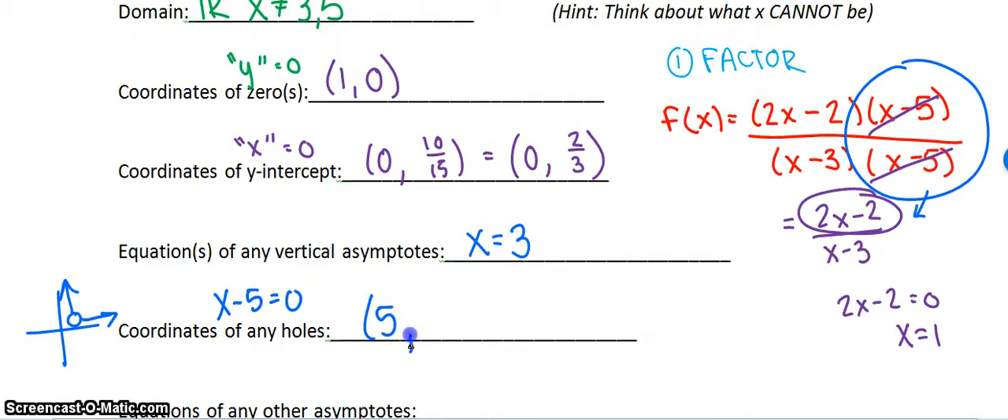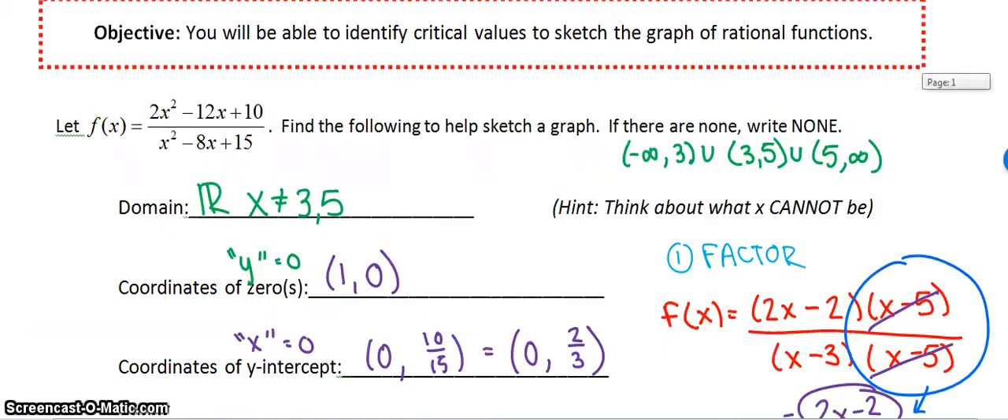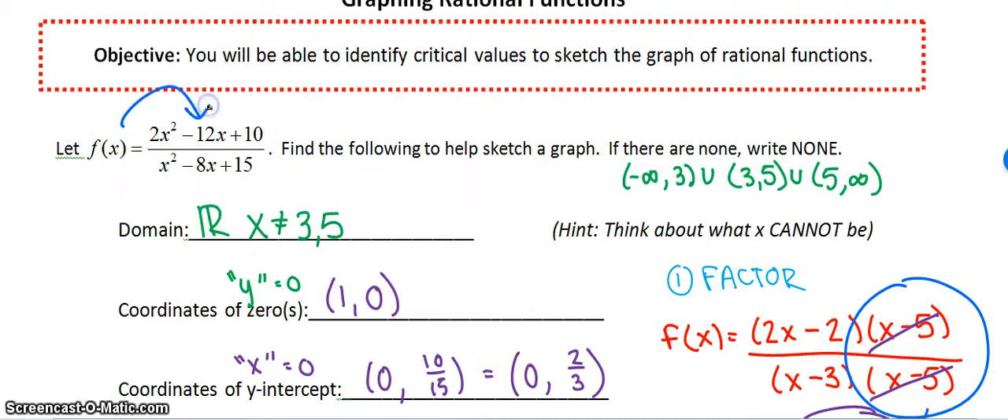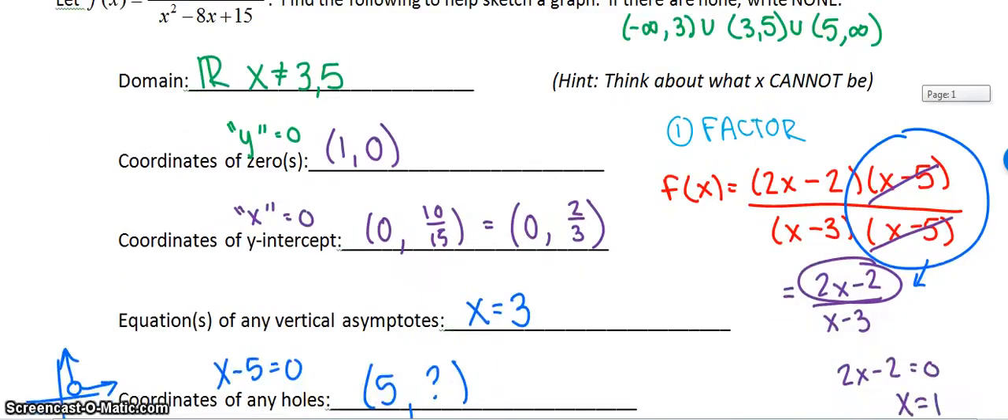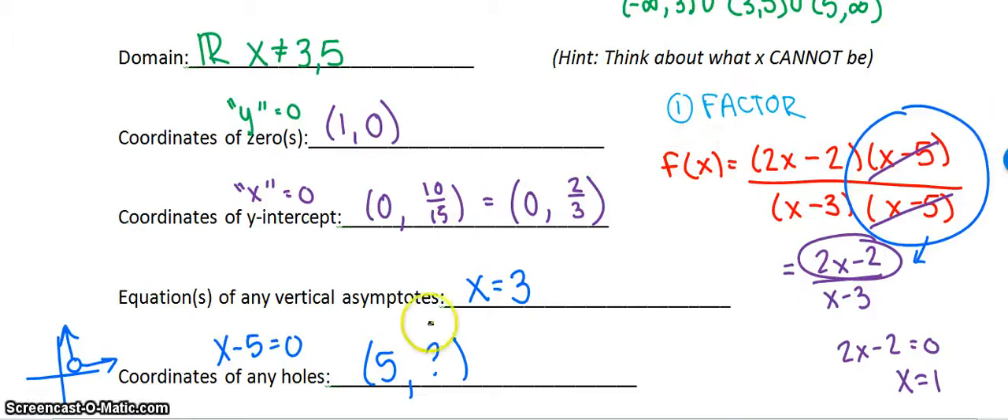In order to find our y-coordinate then, what can we do? Anytime you want to find a y-coordinate, you have an equation here that solves for y, so you can just plug it in and figure out what that's going to be. If you think about it though, if I plug in the 5 to my original problem, remember this was my original problem in standard form, or in factored form, we would get a 0 in the denominator.